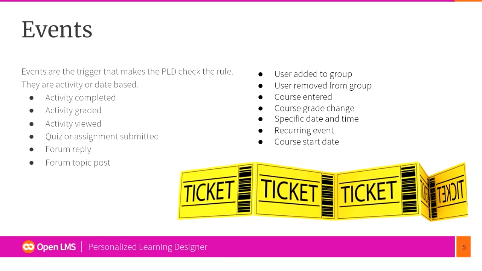Recurring event is triggered at specific dates and times in the future as scheduled by the rule creator. This could be scheduled to occur daily, weekly, or weekly at a specific time of the day. And then course start date. With the course start date, course editors can create PLD rules that trigger relative to the configured course start date. This is the newest option, and it allows them to select up to 365 days before or after the course start date to execute the rule.